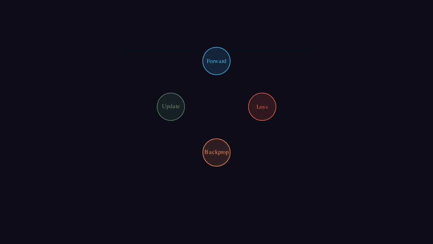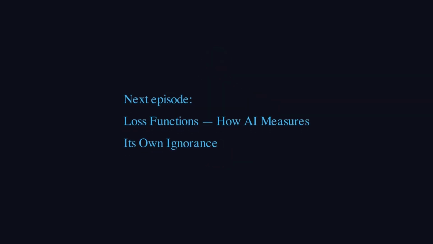So that's backpropagation. The chain rule applied systematically through a computational graph, computing all gradients in one pass. It was first applied to neural networks by Rumelhart, Hinton, and Williams in 1986, and it's still the backbone of every AI training run today. Next time, we'll look at loss functions, the different ways AI measures its own mistakes, and why choosing the right loss function is as important as choosing the right architecture.